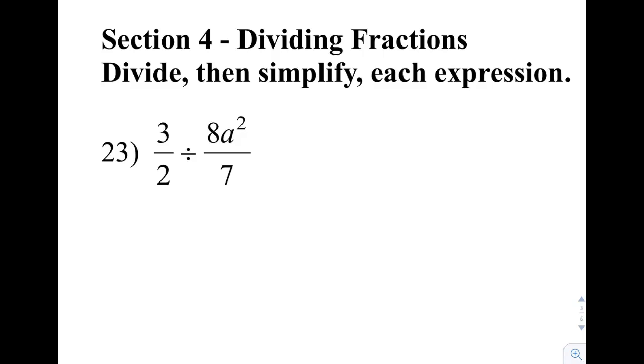In section 4, we are doing something very similar to section 3. When we divide fractions, we are really just multiplying by the reciprocal, which really means we're multiplying by flipping the second fraction upside down from where it is right now.